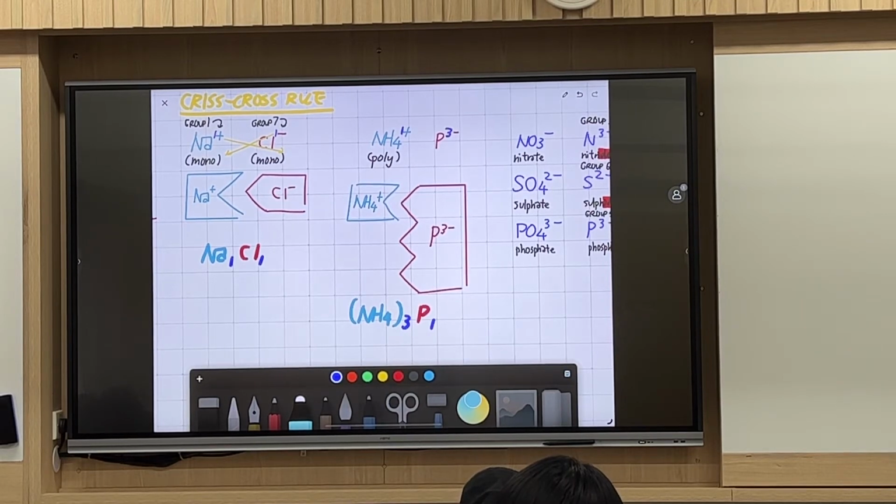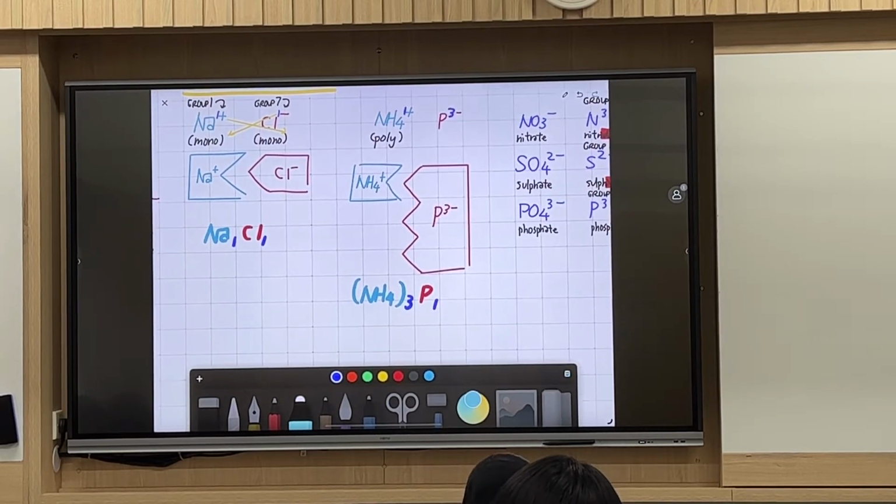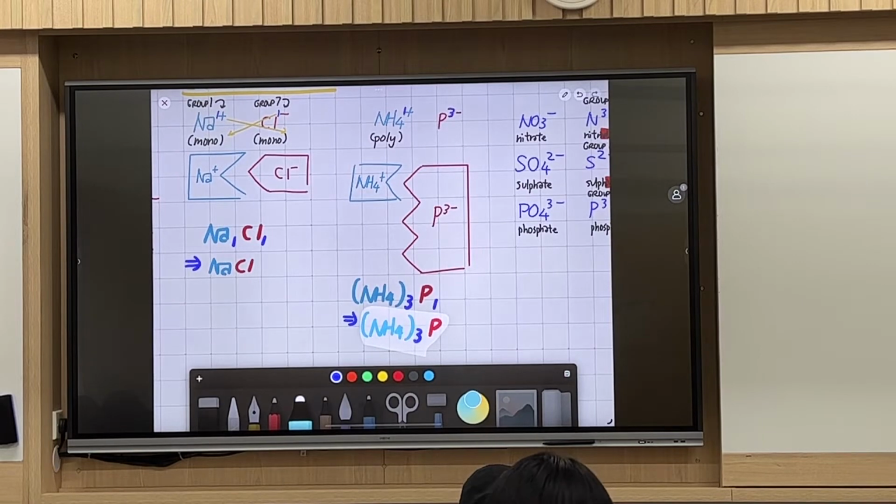Okay, you can put down the 1 here. But remember the number 1 is not shown. So therefore, this example on the left would just be NaCl. And this example on the right would just be simplified as NH4 bracket 3P. The number 1 is not shown.